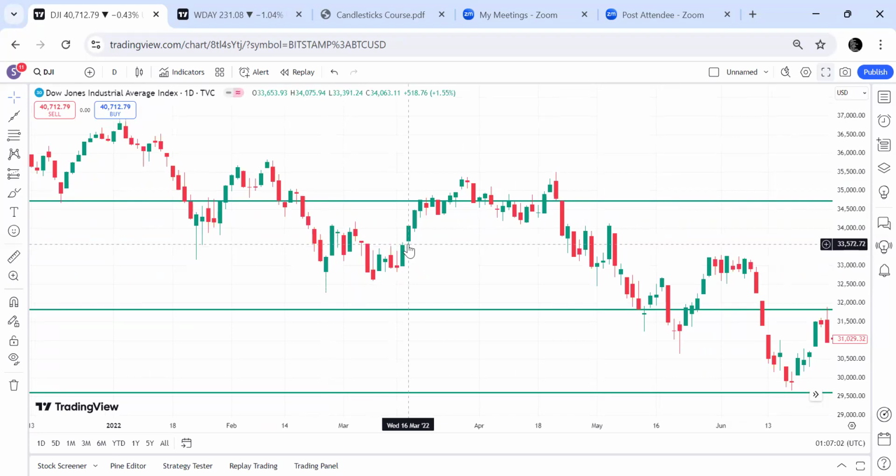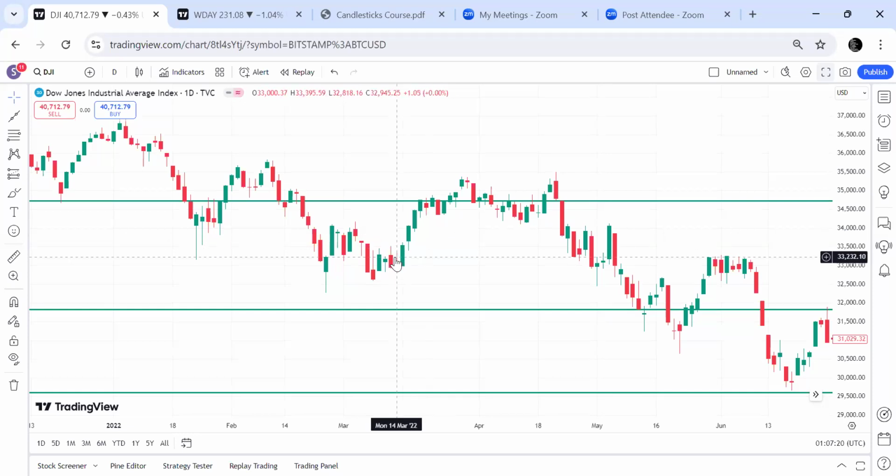On 16th March, you can see I got approximately 600 to 800 points. Yeah, approximately, from 33,600 to 34,000, approximately 1,000 points I got.